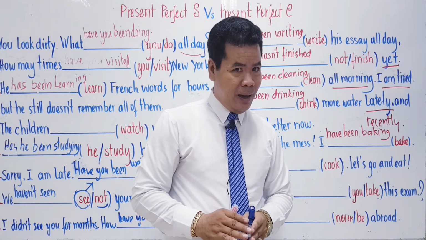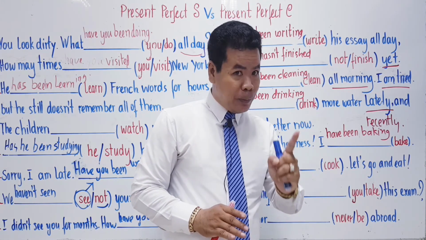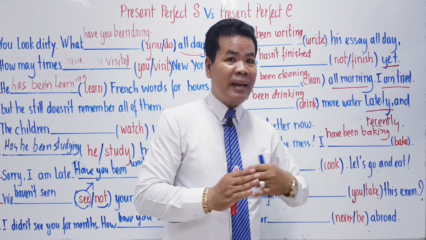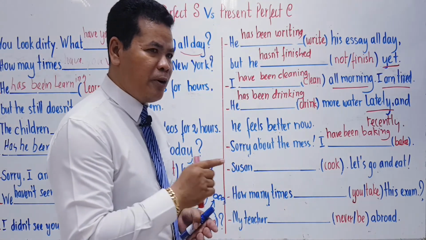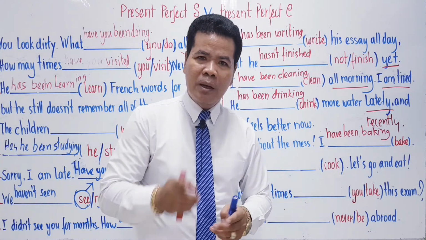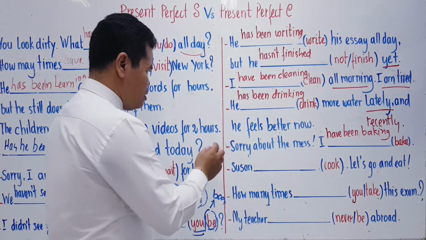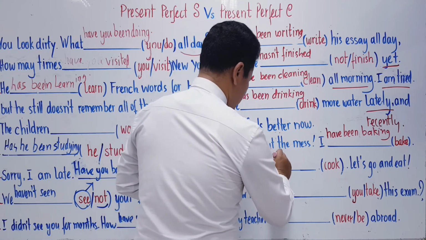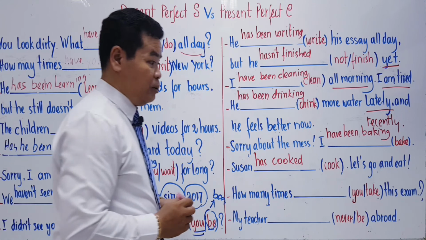Understand? The way Susan cooked is in the past, and she stopped cooking in the past. The food is ready. You just go and eat, enjoy your meal. That's it. So what is that? Present progressive or present perfect progressive or present perfect simple? Present perfect simple, right? So what do you have? Susan has cooked. Let's go and eat.